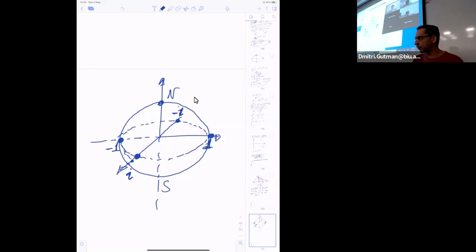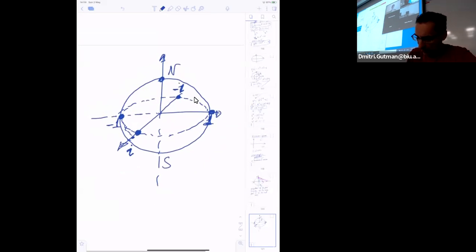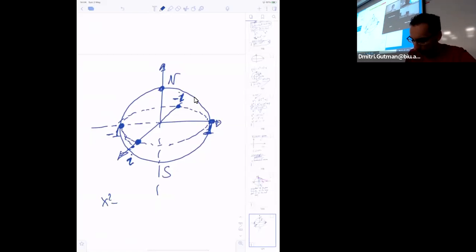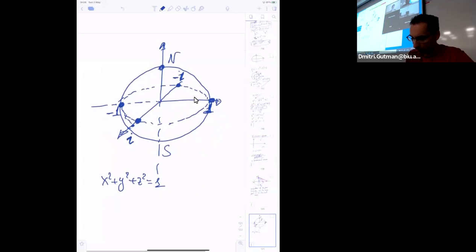So this was just a drawing of a three-dimensional sphere, which has a mathematical description: x squared plus y squared plus z squared equals 1, with the complex plane as the equatorial plane. So what are the coordinates of the northern pole? Just to make sure that we understand what the coordinates of the northern pole are in this reference frame.